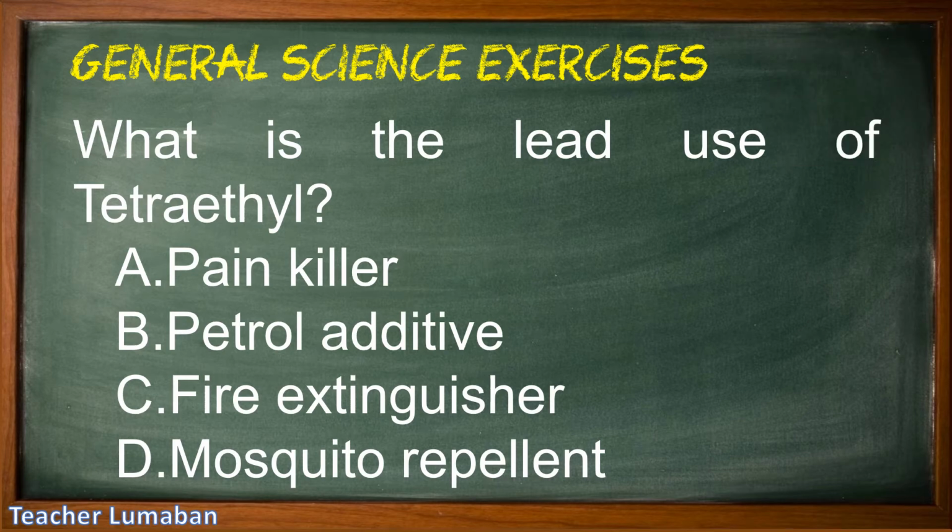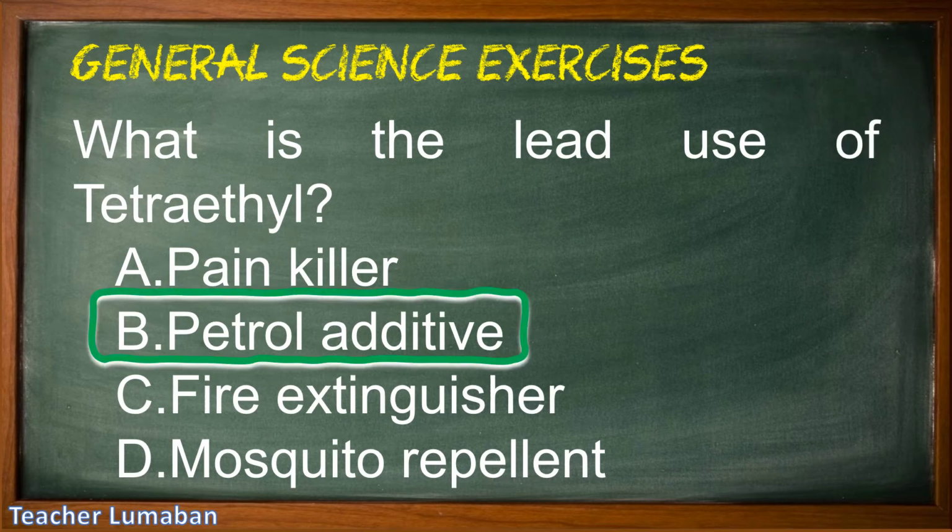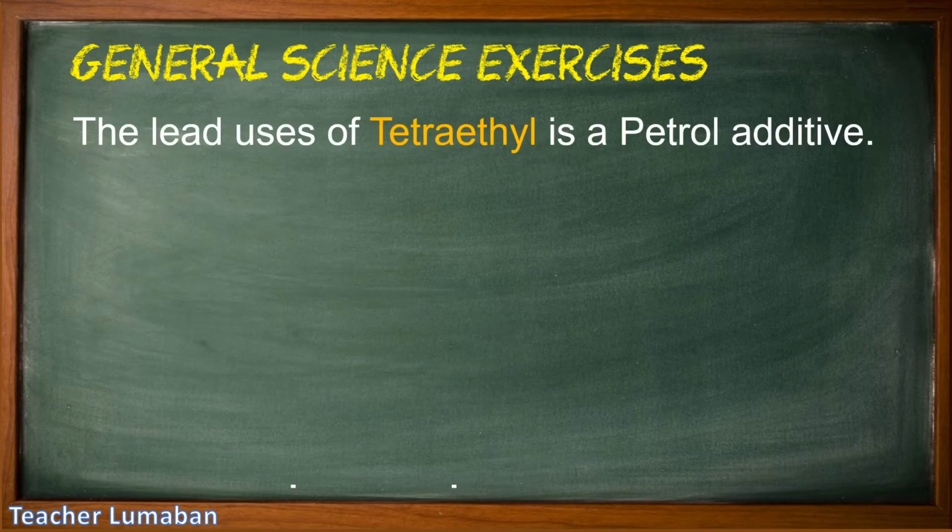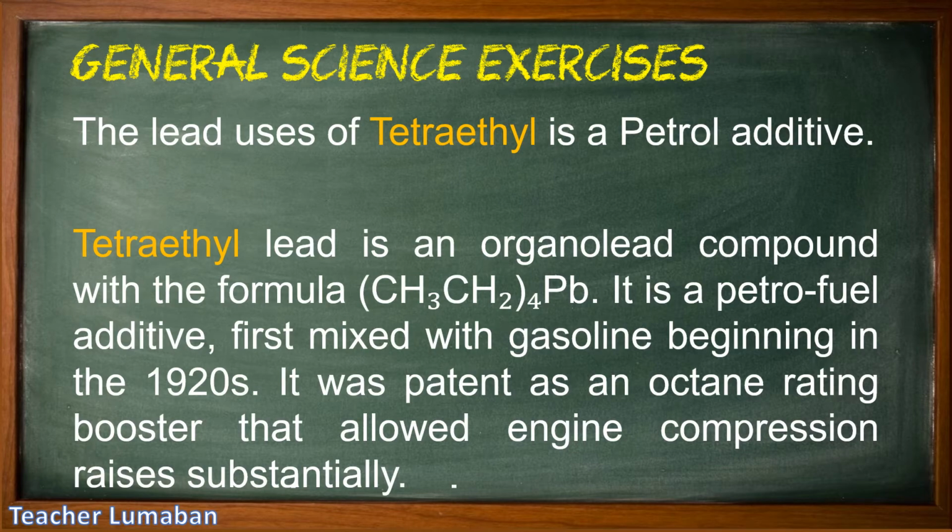The correct answer is letter B, petrol additive. The lead use of tetraethyl is a petrol additive. Tetraethyl-lead is an organo-lead compound with the formula (CH3CH2)4Pb. It is a petrofuel additive, first mixed with gasoline beginning in the 1920s. It was patented as an octane rating booster that allowed engine compression to be raised substantially.